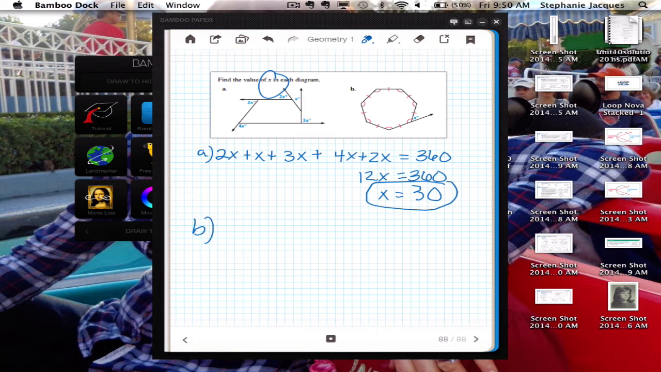Okay, for B, this is a regular polygon. So all I need to do here is, I know that it's 360 divided by my number of sides, and there are 7 sides. So I'm going to get 51.4 degrees for that exterior angle. All exterior angles on that regular one will be 51.4.